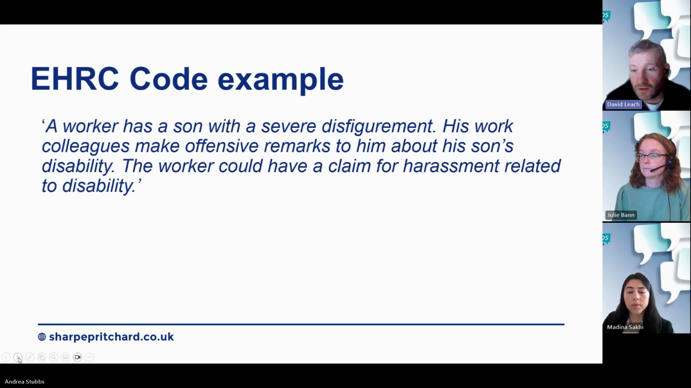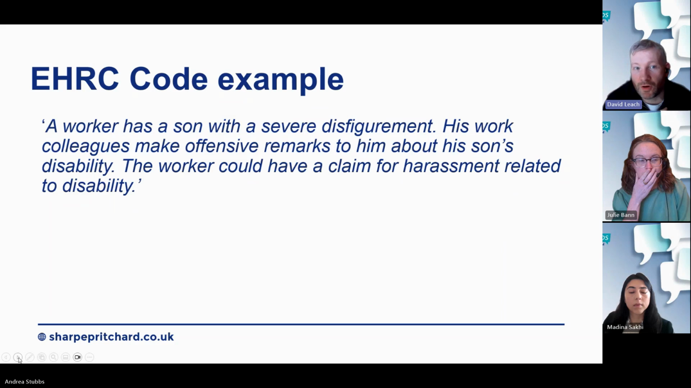I think a good place to look for anything in relation to disability and harassment is the EHRC Code of Conduct. They have really good examples, and it has been expanded quite recently due to the sexual harassment changes in the law, looking at what can constitute harassment, disability discrimination, and so on. And this one here is quite obvious.